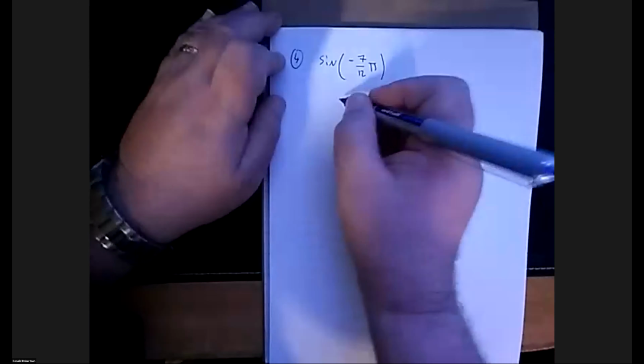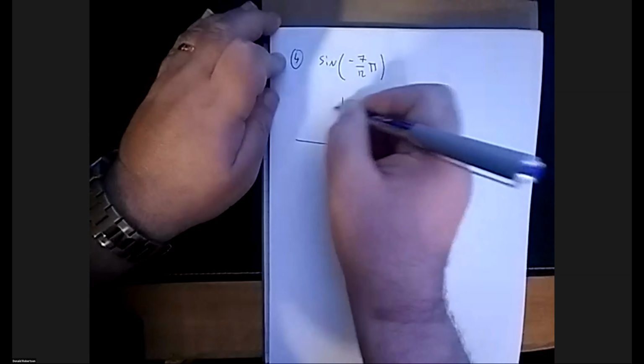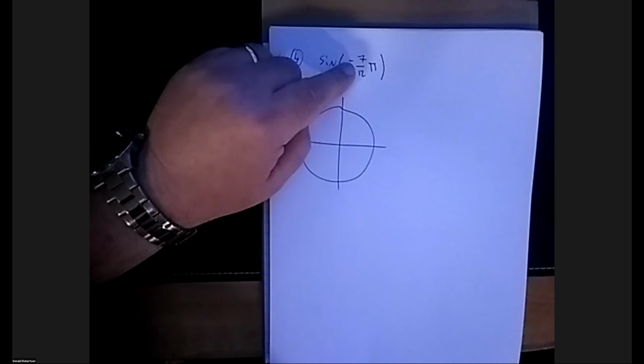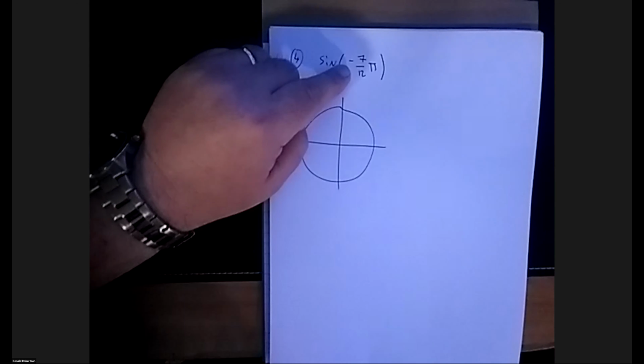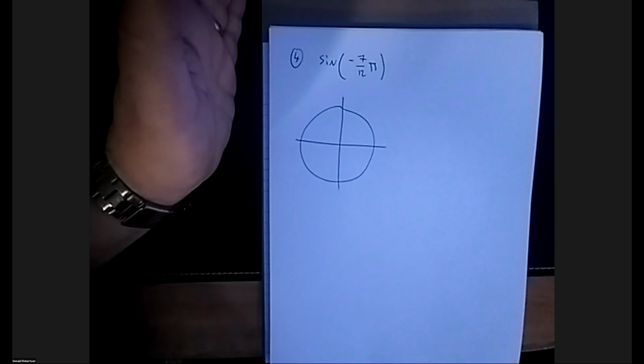Now you're going to try and imagine two angles added or subtracted give you that. Why do I know it's got to be two angles subtracted? Just looking at it, I know it has to be two things subtracted.